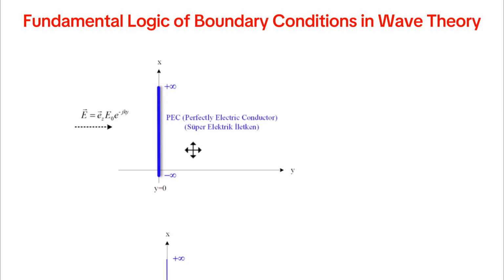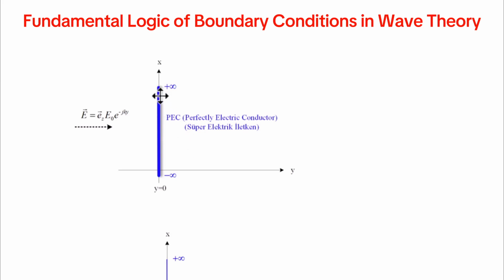The first of these is a title called The Fundamental Logic of Boundary Conditions in Wave Theory. Why are boundary conditions important? We will discuss that, and how to write the equation of equality. Now there are two situations regarding boundary conditions here. One is the equality of electric fields at the boundary conditions. The other is the equality of the magnetic field at the boundary conditions. And these two can be examined in two different cases, electric field and magnetic field.